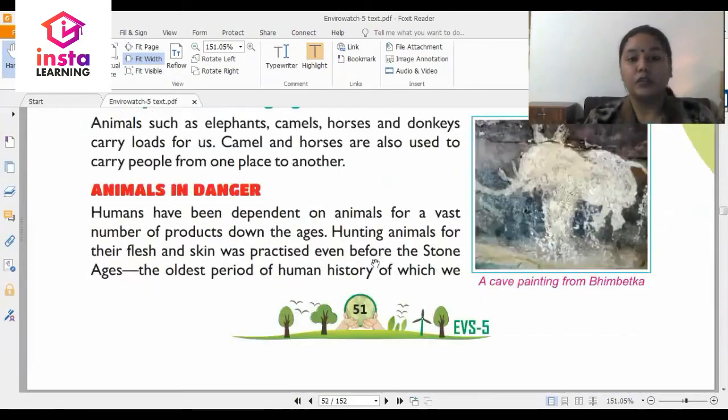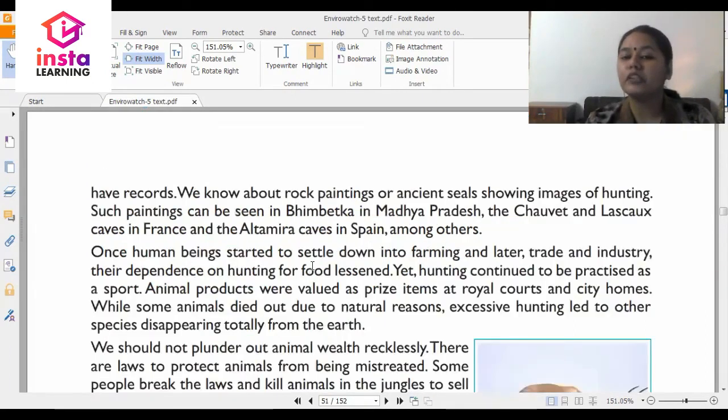Now, animals in danger, a very important topic. Humans have been dependent on animals for a vast number of products during the ages. Hunting animals for their flesh and skin was practiced even before the Stone Age, the oldest period of human history of which we have records. We know about rock paintings or ancient seals showing images of hunting. Such paintings can be seen in Bhimbetka in Madhya Pradesh, Chauvet and Lascaux caves in France, and the Altamira caves in Spain, among others.